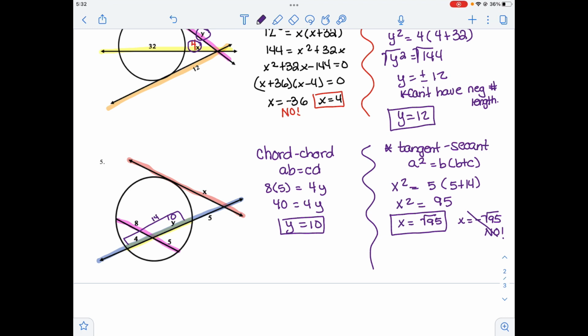And so my tangent secant for the other one, for this long piece that sticks out, and our tangent here is used for the other piece to actually find x. So I end up with x squared equals 95. I take the square root of both sides. I end up with a positive or negative square root of 95. Cannot have negatives, so I know that x is the square root of 95.